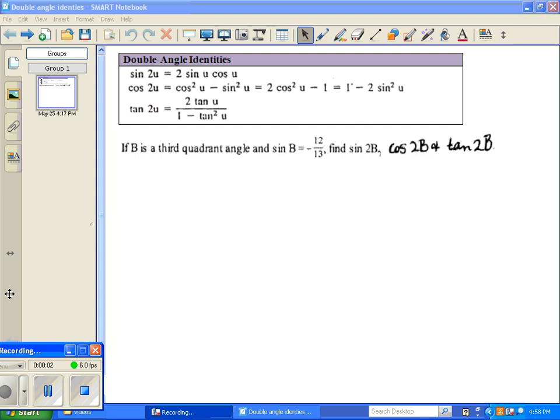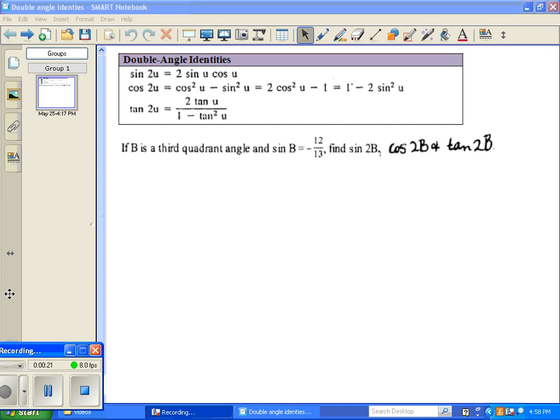If B is a third quadrant angle and sine of B equals negative 12 over 13, find sine of 2B, cosine of 2B, and tangent of 2B. Okay, so these are double angle identities. As you can see in the box above, we see what they're equal to.